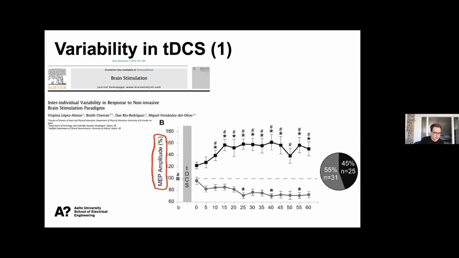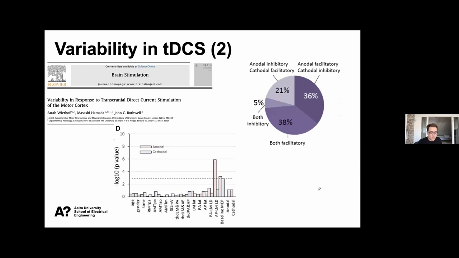About the variability, for instance, in this study by Lopez Alonso, they found that tDCS produces the expected effect in only about one half of the participants. And in others, it produced the opposite effect or no effect. And also in another study, by Vitov and colleagues, they found that the effect was as expected only in about one third of the participants, so that anodal stimulation produced increased MEPs and cathodal stimulation produced decreased MEPs. And in other cases, you had different effects depending on the participant.